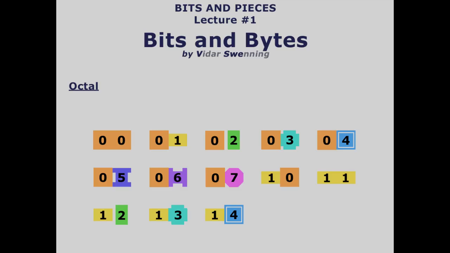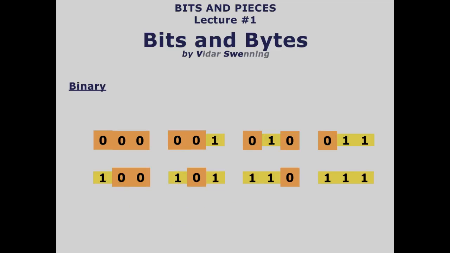Okay, so first we started with octals. Here we go, we have 00 all the way to 07. Then, just because we have 8 different symbols, we then jump to 10, 11, and so on, and continue there. Then, after that, we spoke about binary. Here we just have 2 different symbols, and therefore we have to increase the amount of digits quite quickly. But we use the same rules there.